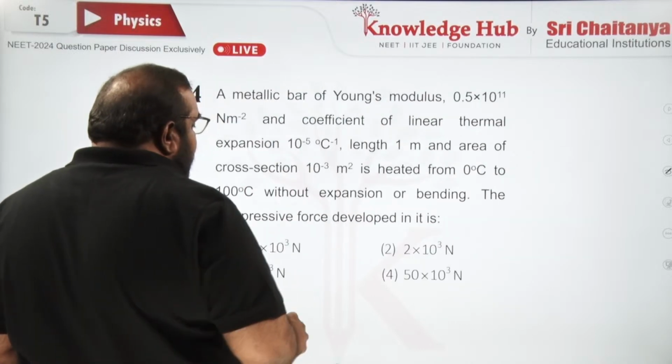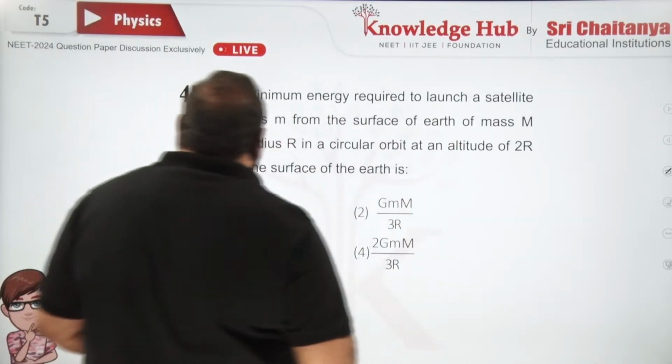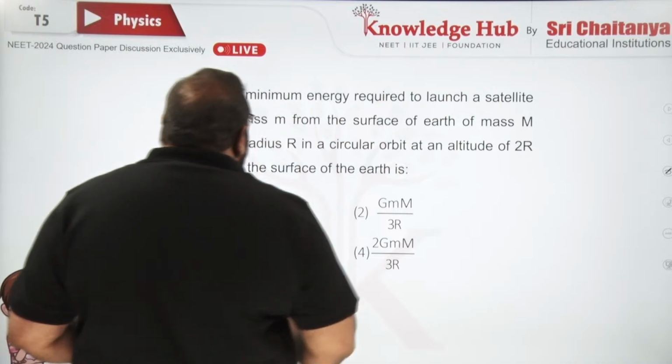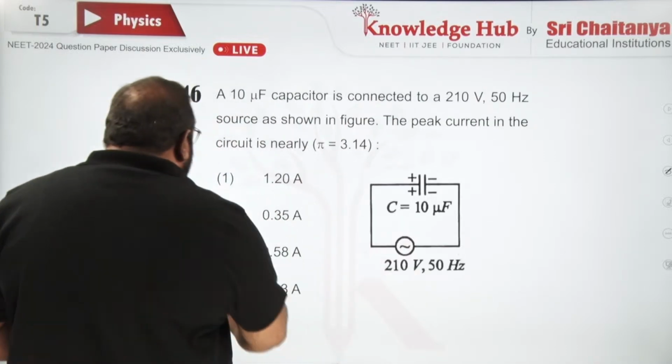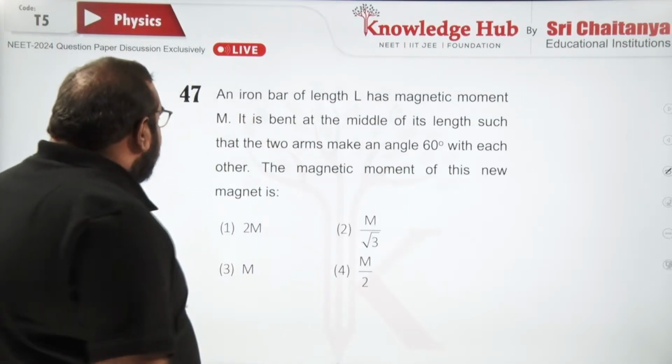A and C is correct. Here 15 into 10 cube, we already discussed about this, and here 5 by 6. After this, 0.93. Let us discuss the 47th question.